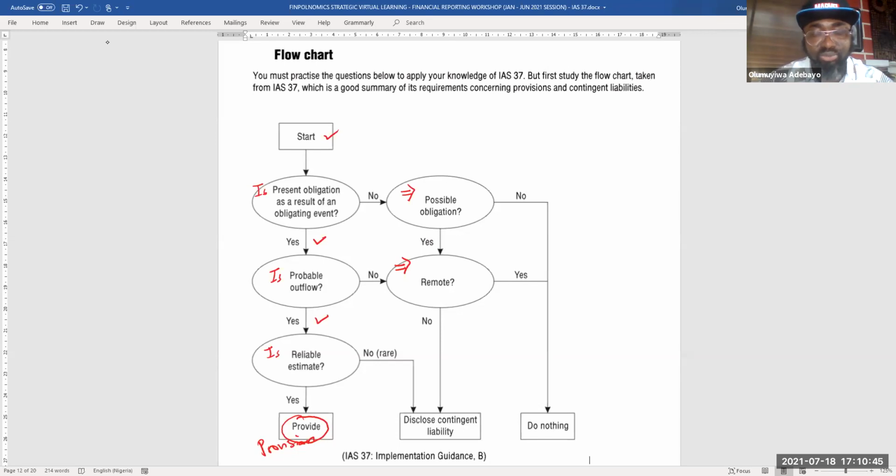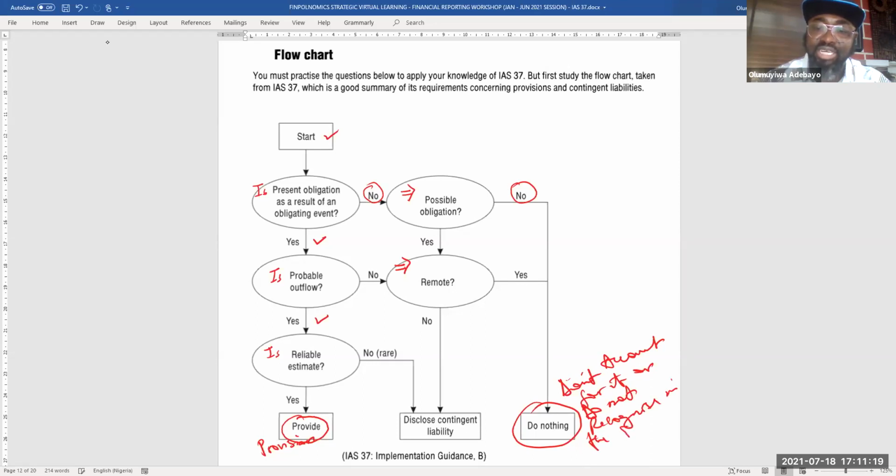But let's go back to this first question. Because there's no present obligation, we ask ourselves, is there a possible obligation? If you say no, automatically we don't account for it or recognize it in the financial statements. That's what it means. Two, it might be a possible obligation, but unfortunately it is remote.